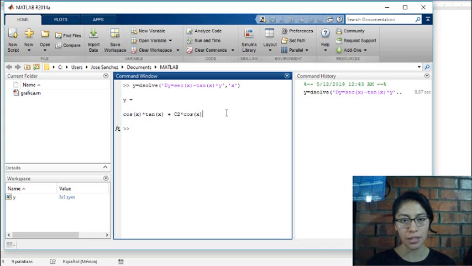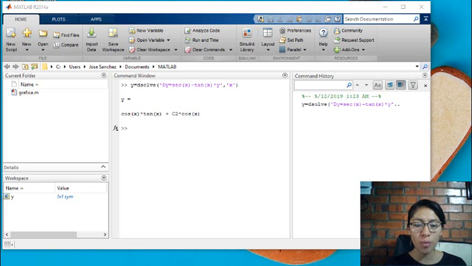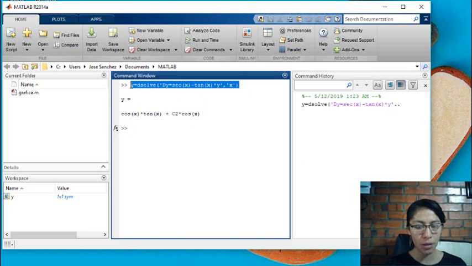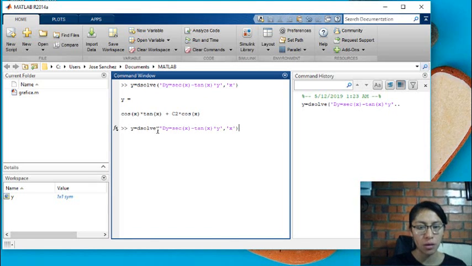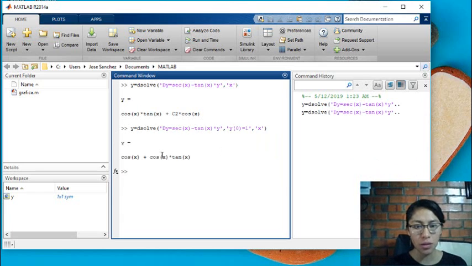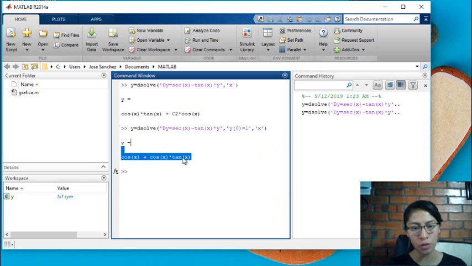This equation is equal to our solution. We propose an initial condition that is equal to 1. In this form, copy this equation, propose the function, and y(0) equal to 1. This result is cosine of x plus cosine of x times tangent of x, a new result with the initial condition.